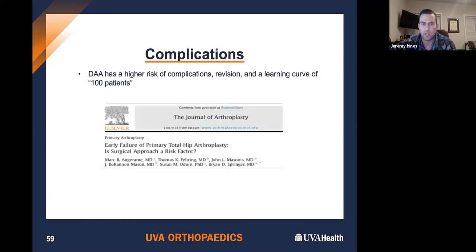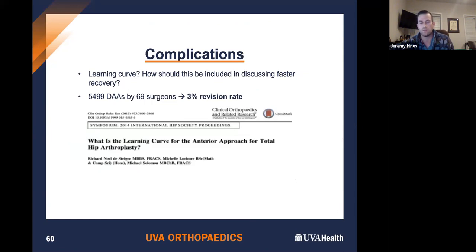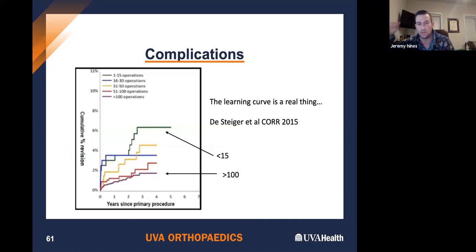So there's a steep learning curve, higher complications, revisions. There's all sorts of literature. If you just go on PubMed, you can find this stuff for each different approach. But one of the things that we want to kind of discuss here is the learning curve. And I think that this is really relevant because you ask high volume surgeons and they give you different answers, as we've seen on CCJR and ACUS this year.